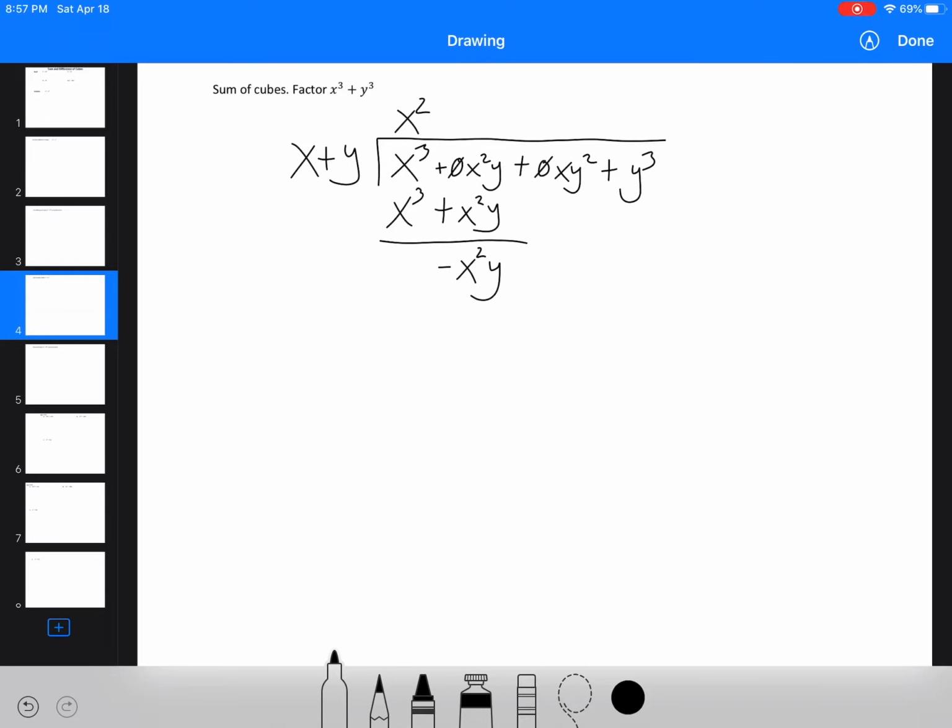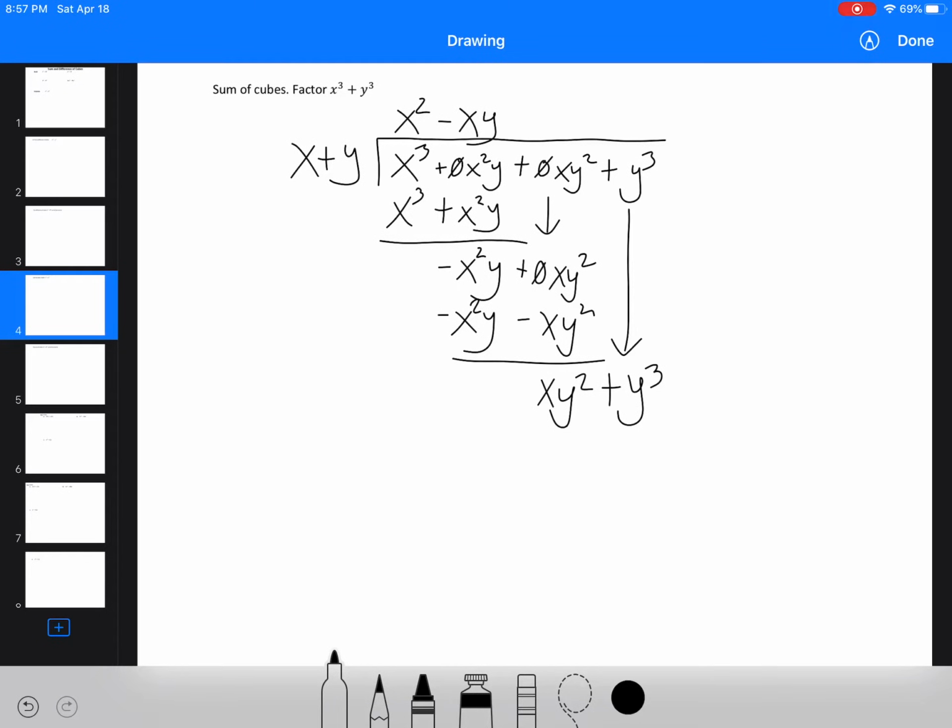Plus x squared y. When we subtract, we get negative x squared y. Now this is going to change the sign in our second bracket. So we get xy. Again, we bring down that plus 0xy squared. So now we've got negative x squared y minus xy squared. Now we're going to have a plus again because we're subtracting a minus: xy squared plus y cubed, because we've brought the y cubed down.